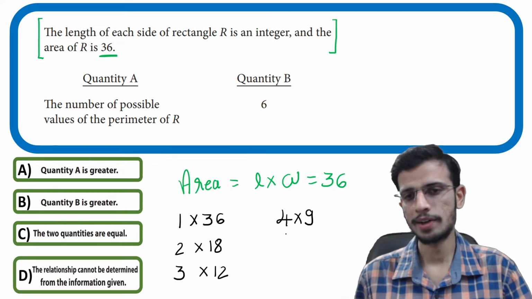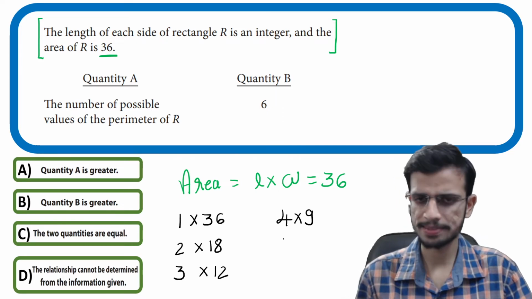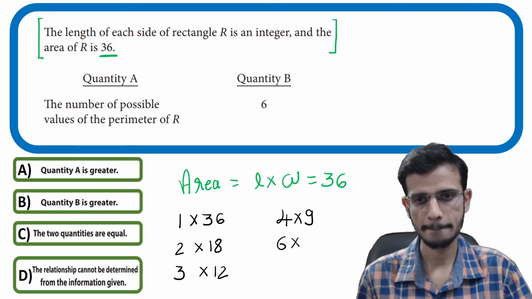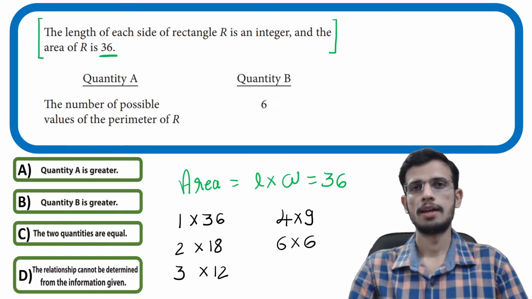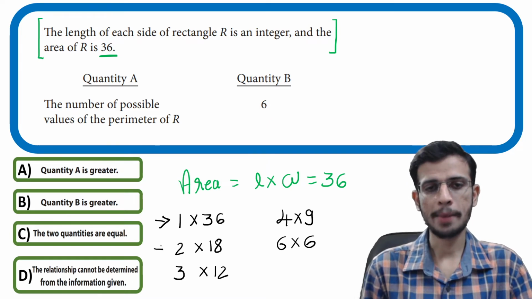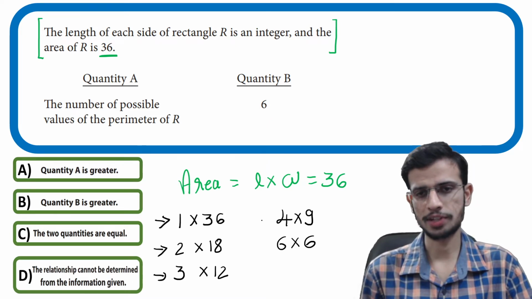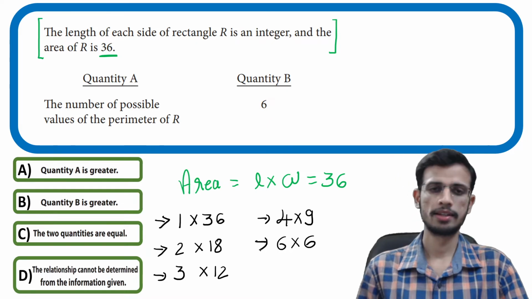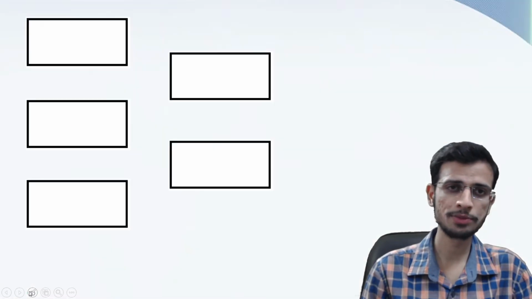5 is not a factor of 36. We can say 6 into 6. So these 5 are major possible cases for sides of rectangle. Right, we can write over here as well.